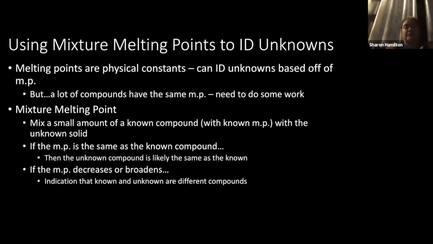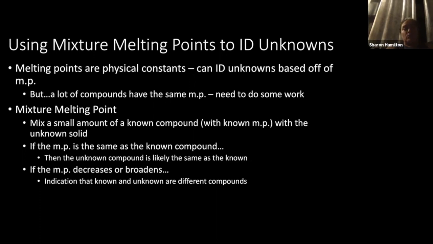In order to do this extra work, as I've said, and confirm that you really do have the compound you think you do, we use what we call a mixture melting point. Effectively, what that's doing is mixing a small amount of a known compound with a known melting point with your unknown. Ideally, this small amount of known compound has a melting point very similar to what your unknown is. Perhaps it's something that you think your unknown compound might be.